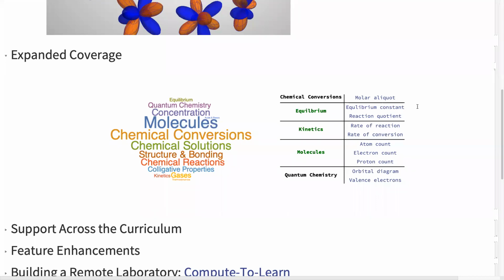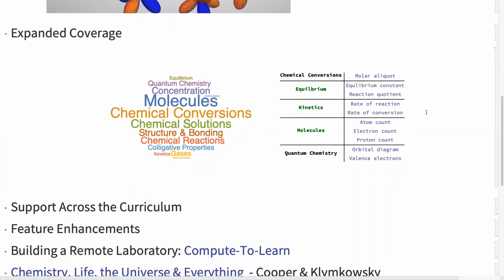Those teaching high school or chemistry in the middle school curriculum probably won't be dealing with reaction quotients, but we have support for both of them so that it cuts across the entire curriculum, whether you're at the beginning stage or quite late, say maybe taking PChem at a college level. Likewise with kinetics, we can now build the rate of reaction and the rate of conversion.